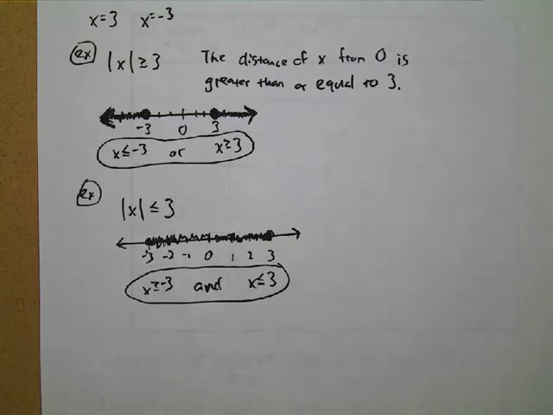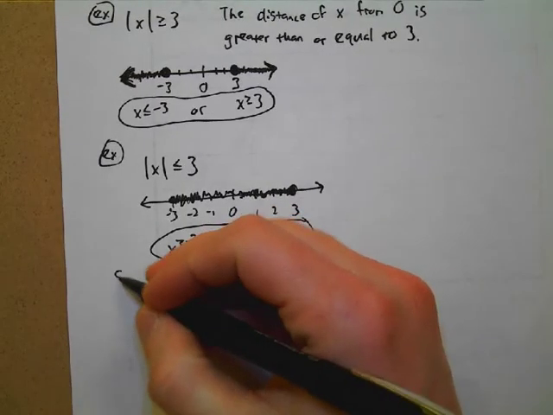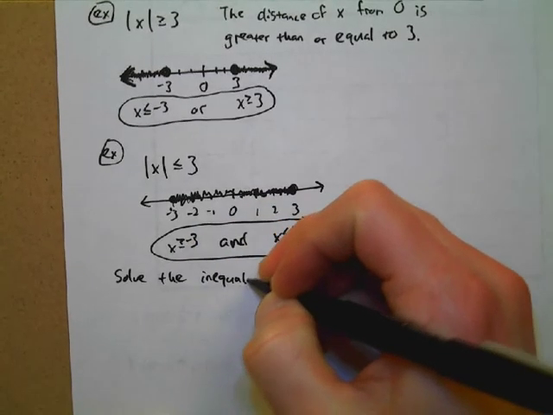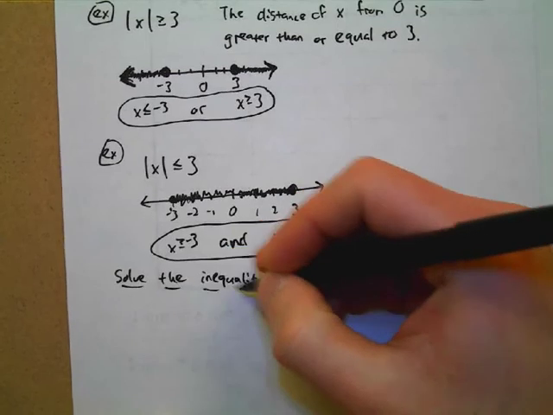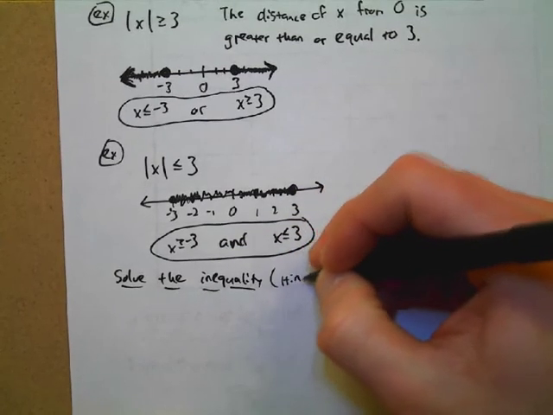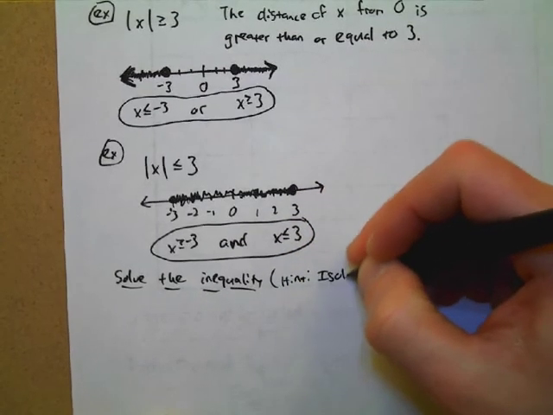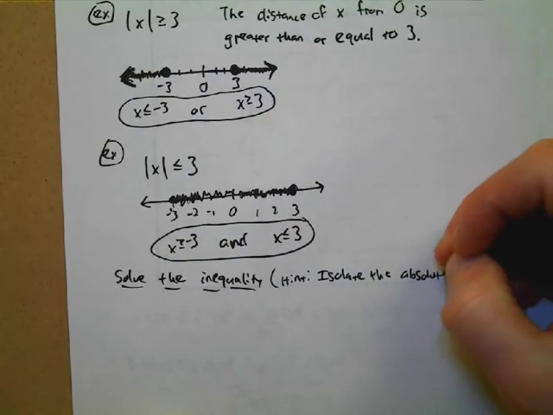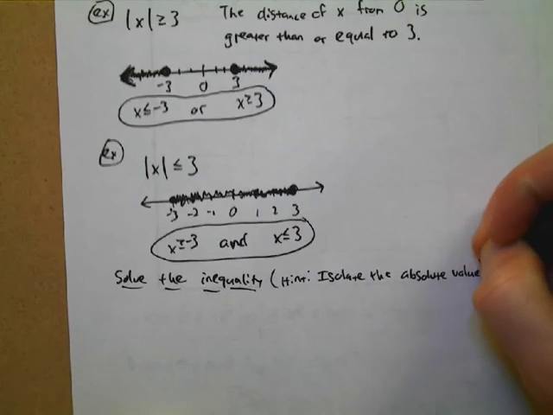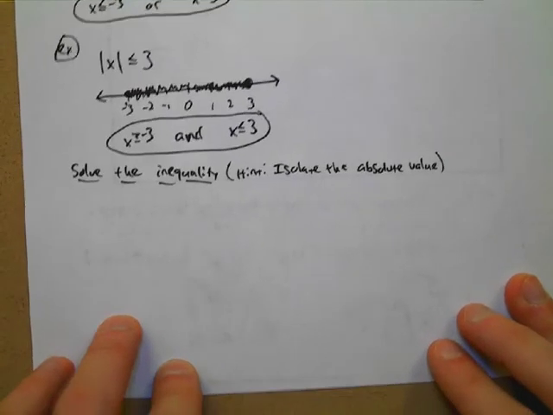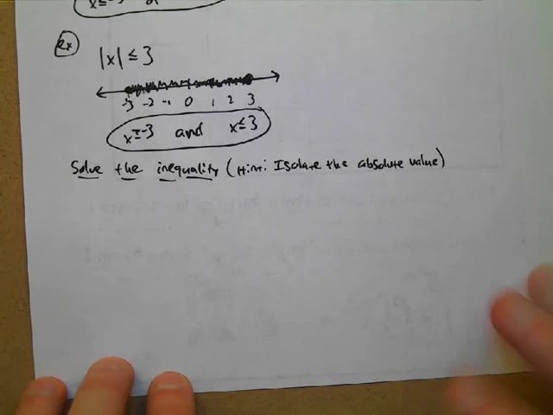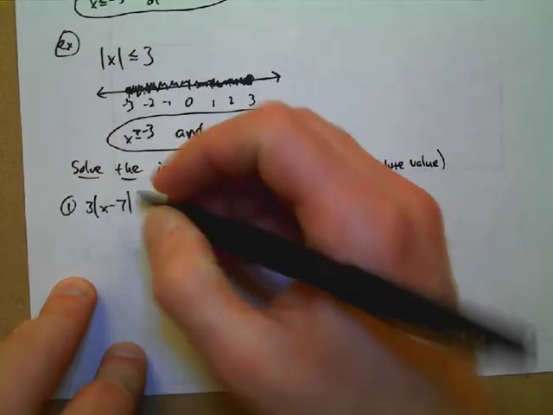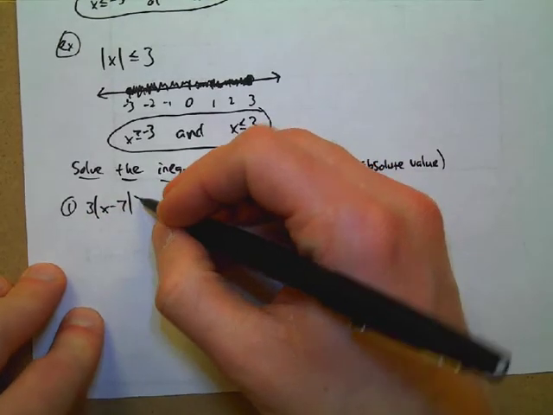All right. So, do two more here, and then I'll have you guys try two on your own. So let's solve the inequality. And I'll just give a hint: isolate the absolute value. So now we'll start making them a little more complex than those simple ones we were doing.